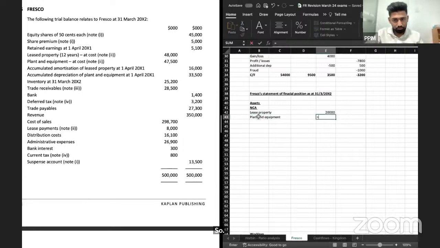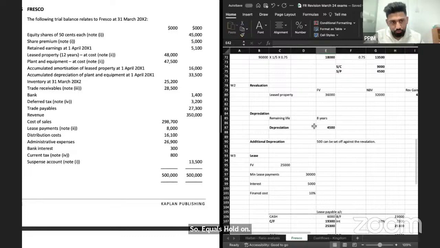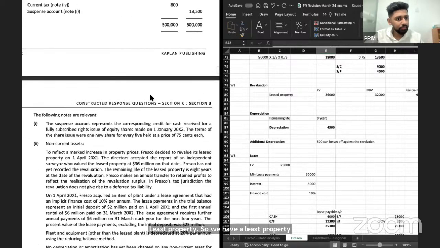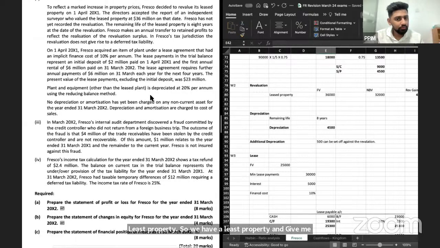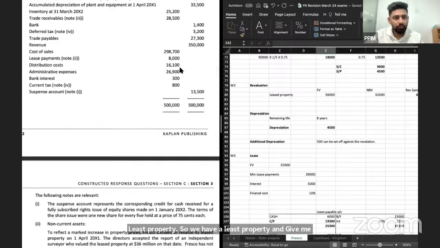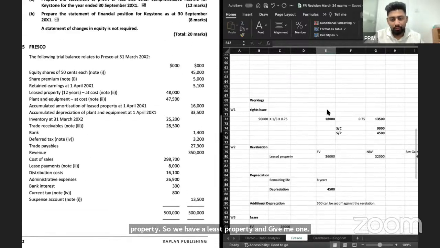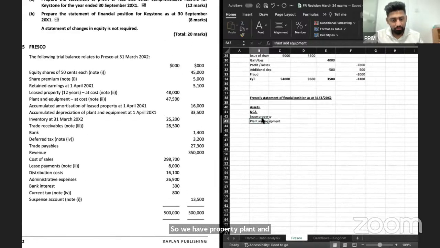Equals, hold on, leased property. So we have a leased property and a leased... Give me a moment. Okay. So we have property, plant, and equipment, all three put together. So leased property, leased plant, and equipment, correct?